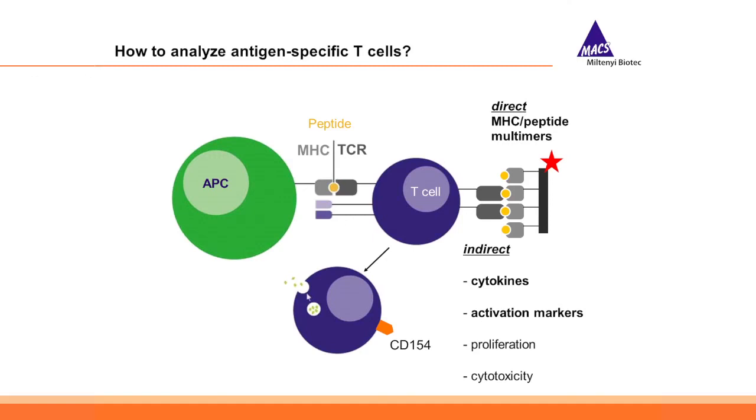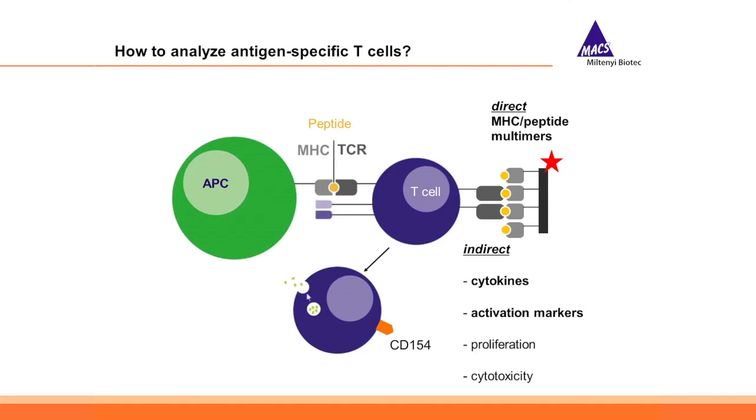It's a good way to do it, but it's also expensive and not very flexible, because for each peptide you want to analyze, you have to produce a multimer, and the production takes a lot of work. Therefore these multimers, when you buy them, are really expensive. Usually one vial for a few tests is 1,000 euro or even more.